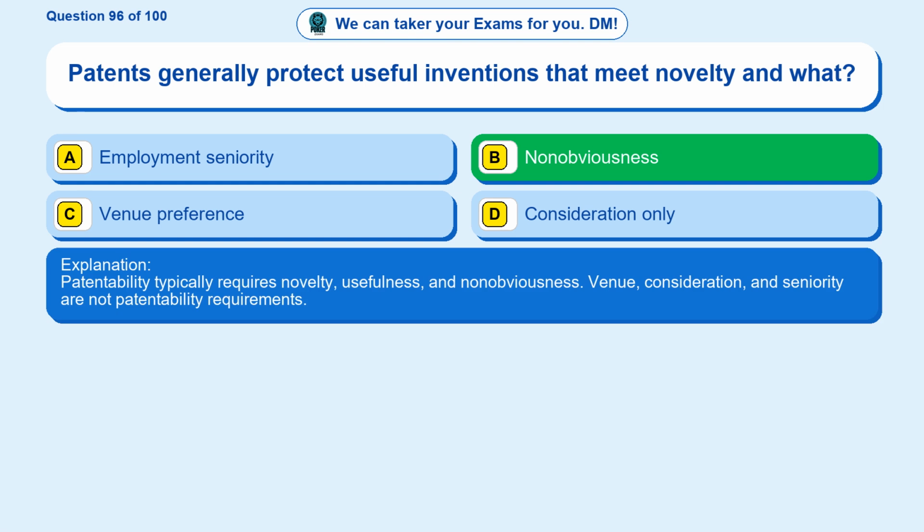Patentability typically requires novelty, usefulness, and non-obviousness. Venue, consideration, and seniority are not patentability requirements.